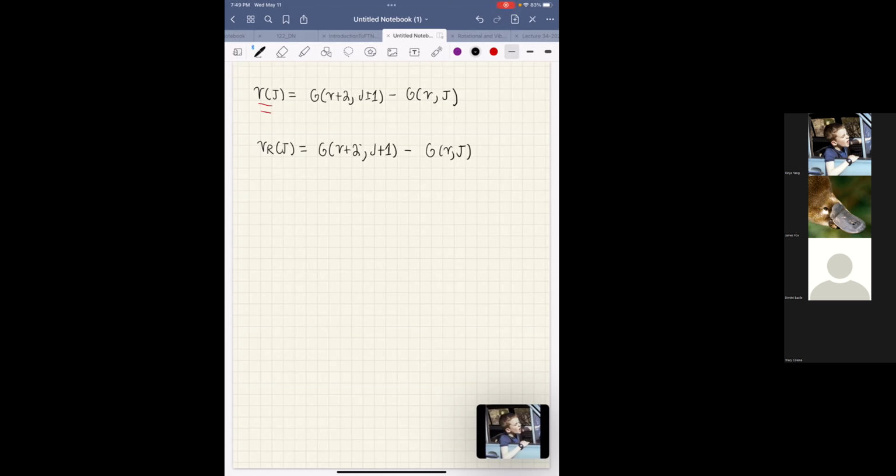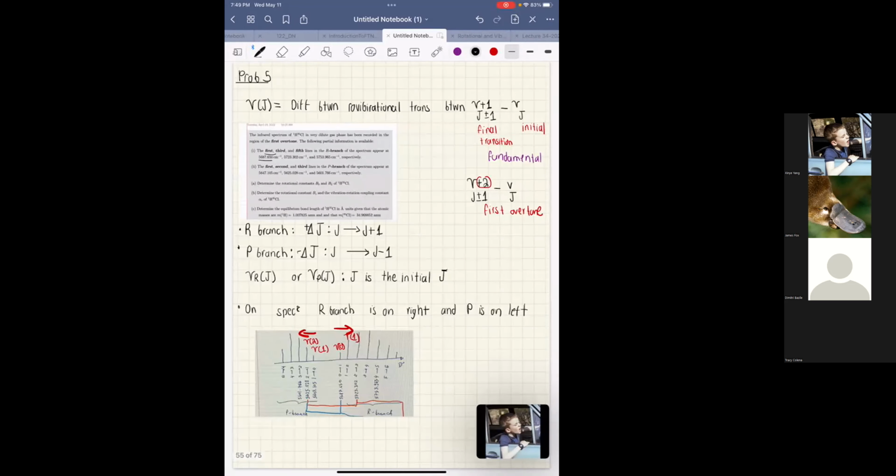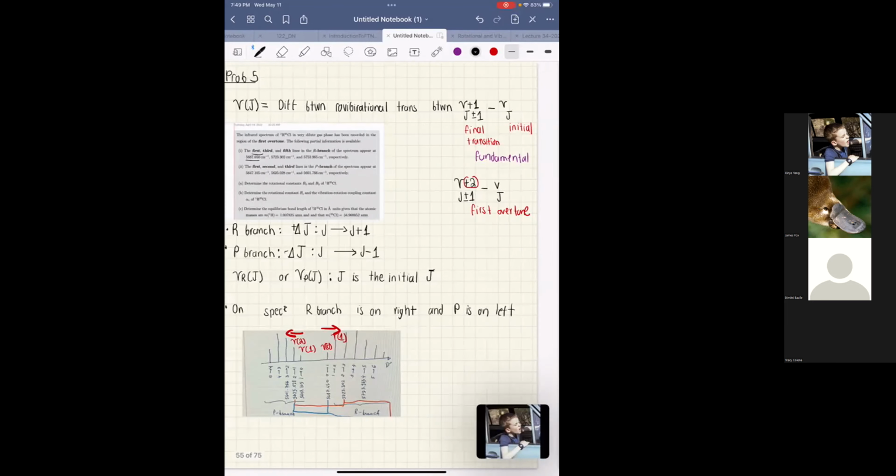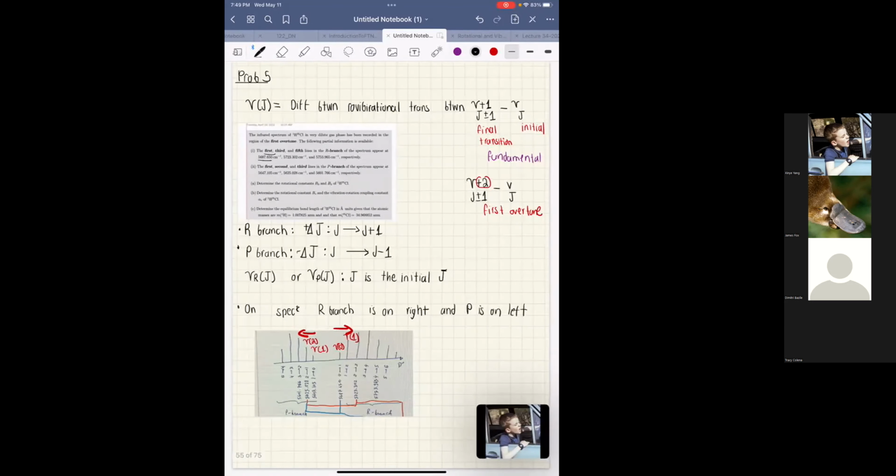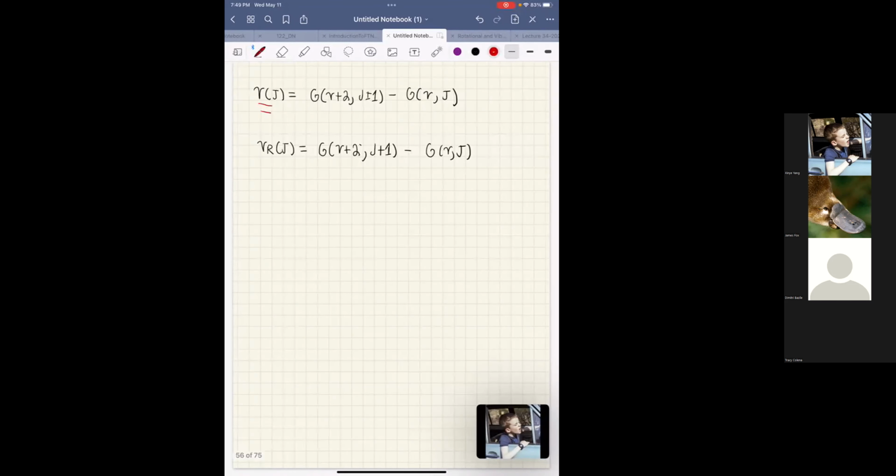Yeah. Okay, so when we're talking about the R branch, R branches are usually on the right, and the J level increases as you go to the right. So it'll be ν of zero for the first line, ν of one for the second, and so on. Now, let me just say, this is the final state, and this is the initial state.